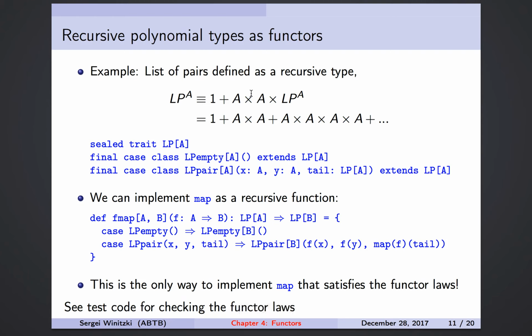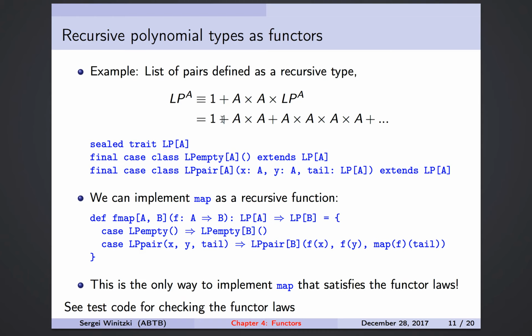So an interesting example of a functor is a recursive type defined like this, for example. Let's say a list of pairs, which I could just define by hand, as a type LP with parameter A that satisfies this recursive equation. This is a type equation: LP of A is equal to 1 plus A times LP of A.